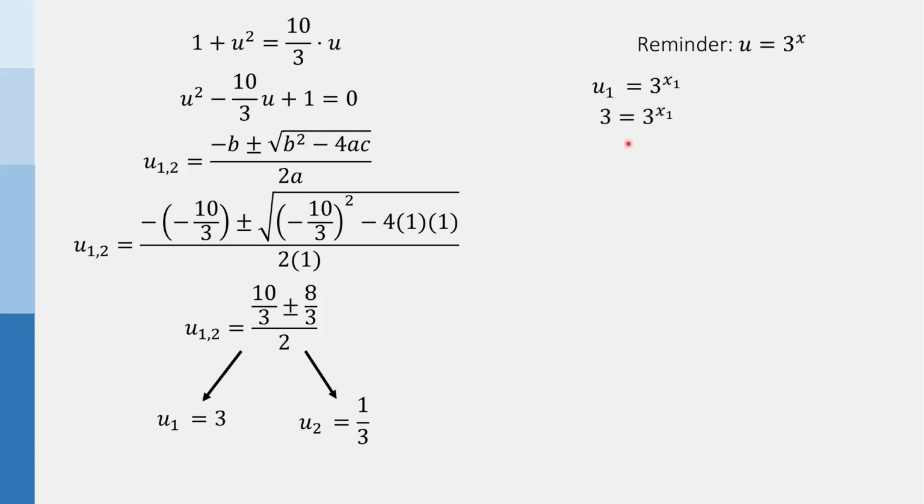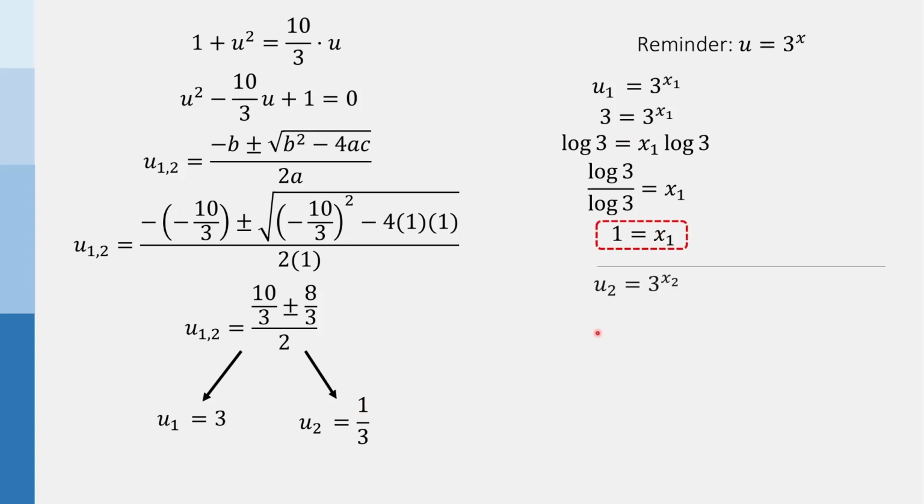So we're going to have 3 on this side. Now you take a log on both sides and bring this x exponent to the bottom over here. We divide by log 3 on both sides, and we should acquire an answer of 1. Now we have to do it for 1 divided by 3.